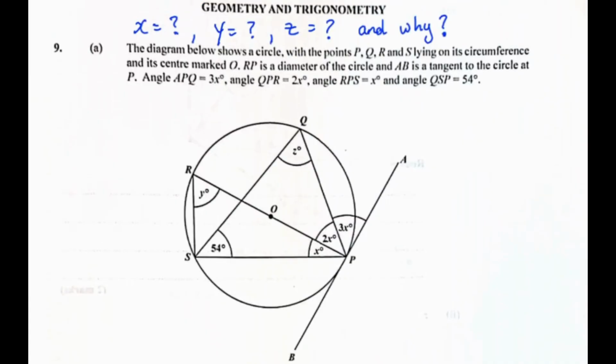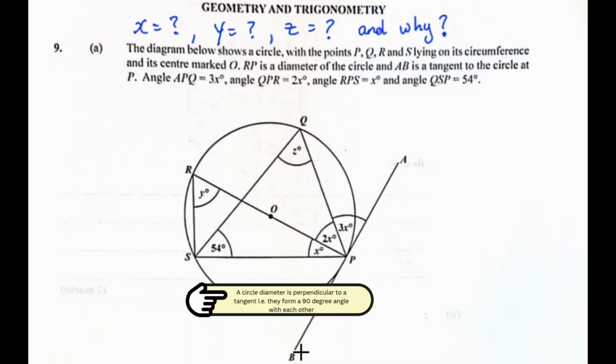So let's start with the first part. I've written them down on the top here. We are trying to find X, Y, and Z and give a reason for it. Okay, so let's start with X. As you can see at the bottom here, we have three different angles that all have X in them. So what can we do here? If you look at this line right here, it is the diameter of the circle. The diameter of a circle forms a right angle with a tangent. This line right here is a tangent.